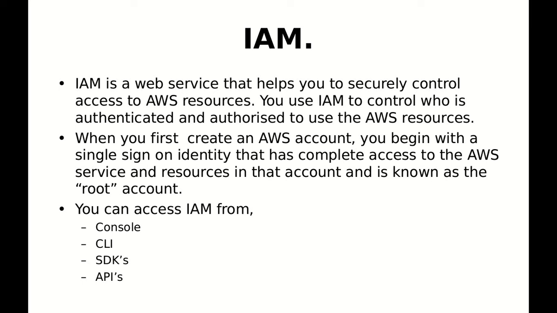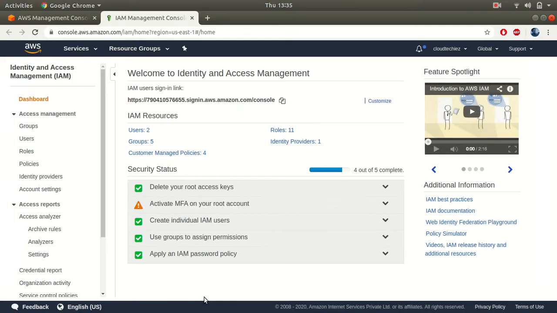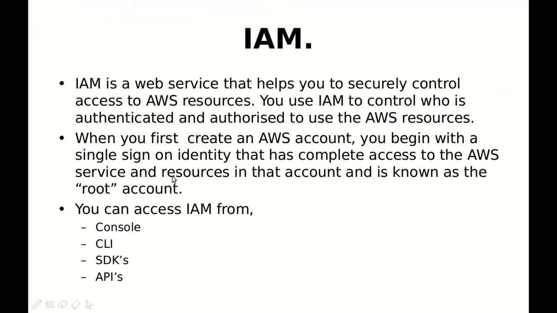Now, when you first create an AWS account, you begin with a single sign-in identity that has complete access to the AWS services and resources in that account, and is known as the root account. So whatever account that we have created, this account is known as the root account. Root account by default has complete access to the AWS services and resources. The root account can do anything he or she wants in the AWS account.